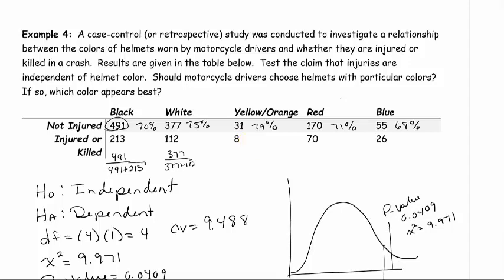So I've gone ahead and filled them in. If you had a black helmet on, you had a 70% chance that you were not going to be injured. White, 75%. Yellow/orange would be 79%. Red, 71%. And blue, 68%. So these are percentages that you will not be injured. And so we would want to choose the highest in this. And we can see that they're all fairly close, actually, but the highest would be the yellow-orange. And so this would be the color that you would maybe want to select. The other one that's fairly close is a white helmet at 75%.